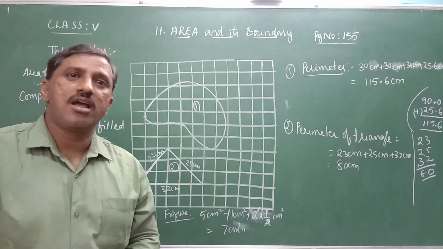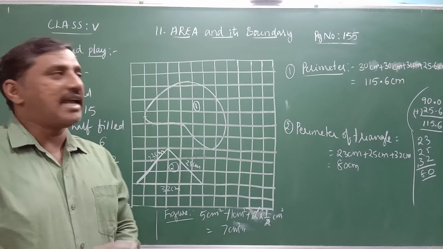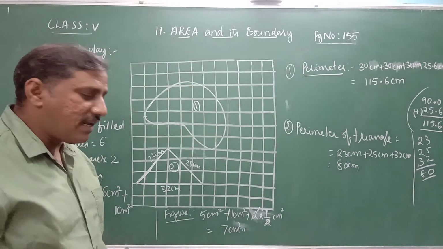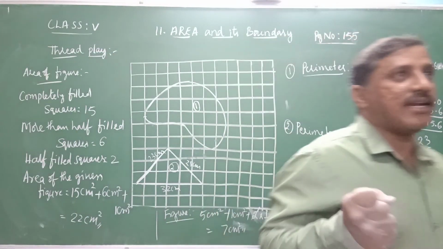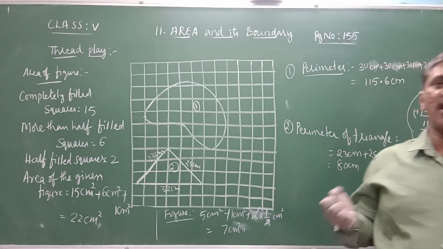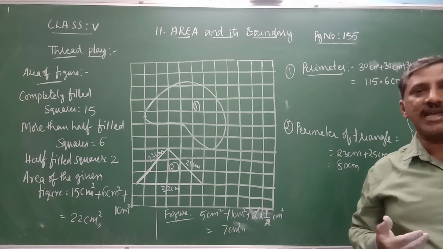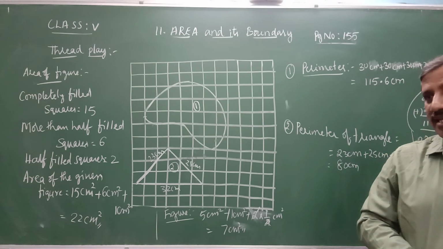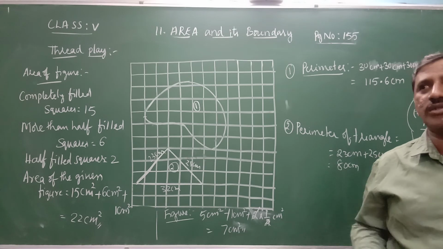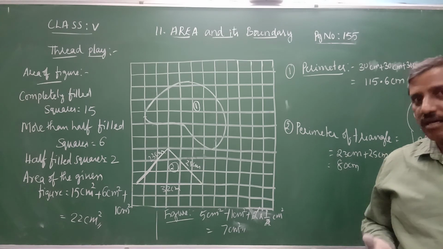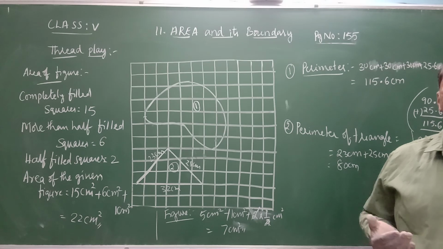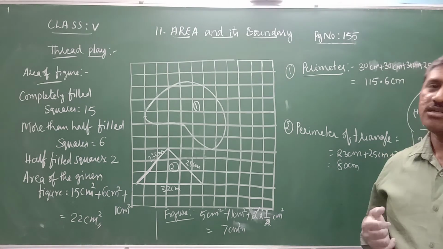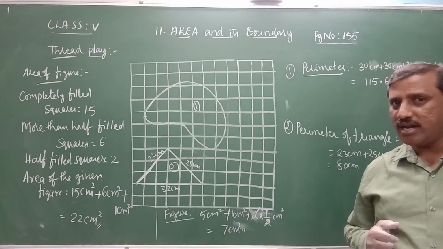Is it clear, children? What we discussed today is finding the area of irregular shapes by using the thread and graph paper, and we identified some relationships: when the side of a square is doubled, how many times the area will increase, and how many times the perimeter will increase. That we have discussed, and in which situations we use the units of area as square centimeters, square meters, and square kilometers. I hope you understand today's concept. Is it clear, children? Yes.